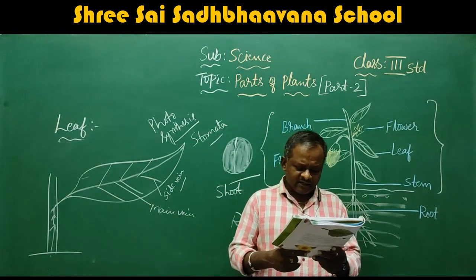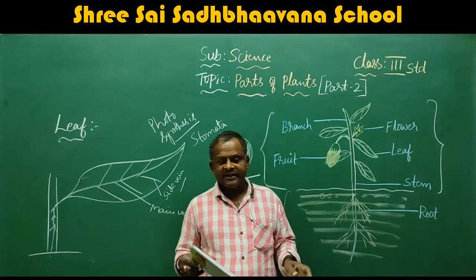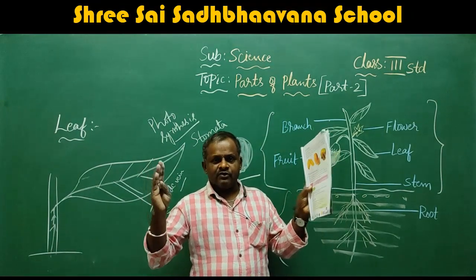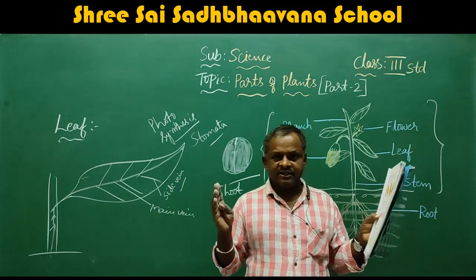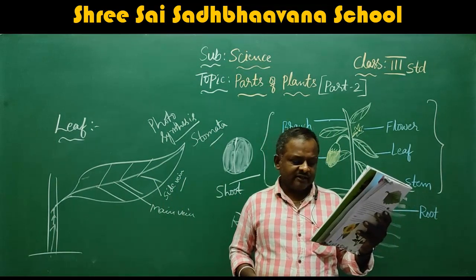Hard, strong and woody stem is called a trunk. For example, neem tree and banyan tree all have a very big, large stem, that is called trunk. The stomata throws out extra water from the leaves.